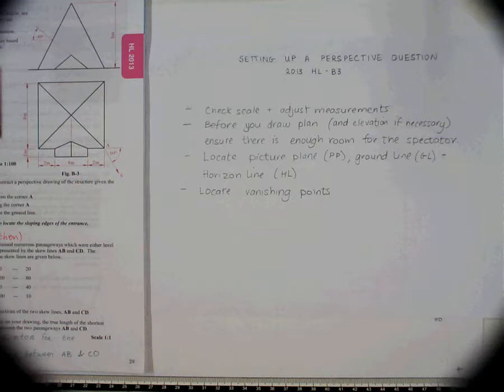There are 4 things you need to do when setting up a perspective question. This will work for all perspective questions for both higher and ordinary level students.